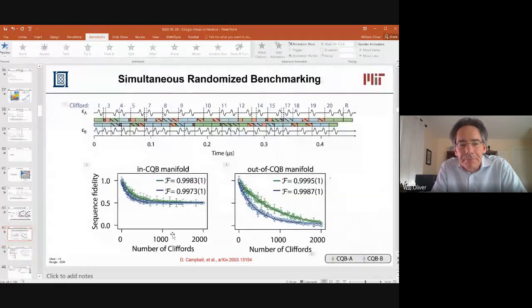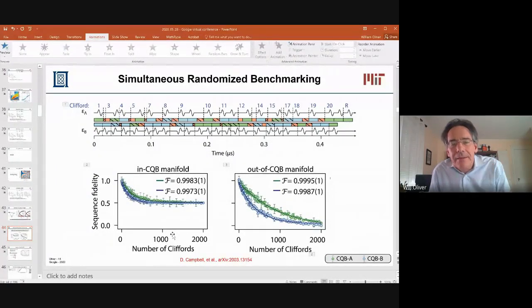So we can do simultaneous randomized benchmarking, doing it both to qubit A, so CQB-A, and CQB-B at the same time, and we just do this by concatenating these types of X, Y, and Z gates together, just as you would do Clifford randomized benchmarking. And what you can see at the bottom is within the manifold, we're almost 3 nines. And then out of the manifold, it's even a little bit better. I think this is all basically 3 nines roughly. So the single qubit gates look reasonable.